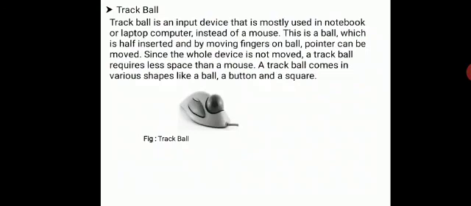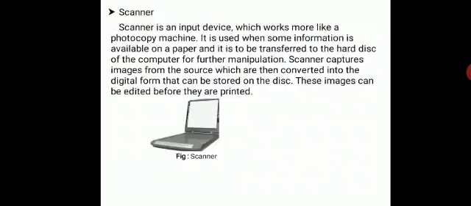Third input device is the trackball. Trackball is an input device that is mostly used in notebooks, in the sense of laptops. Instead of a mouse, there is a ball which is inserted, and by moving a finger on the ball, the pointer can move. Since the whole device is not moved, a trackball requires less space than the mouse. A trackball comes in various shapes like a ball, a button and a square, as we can see in the figure.